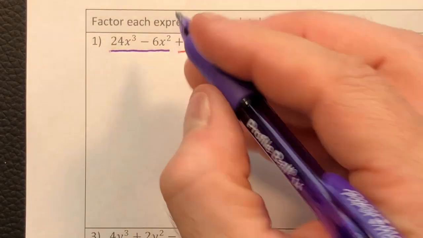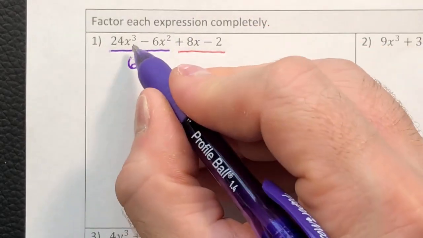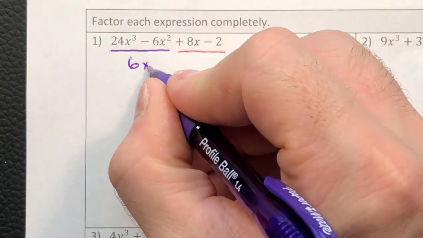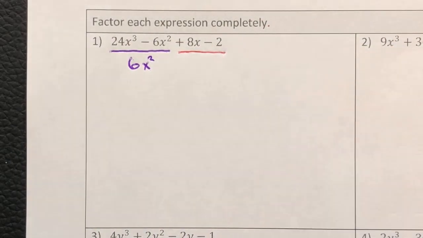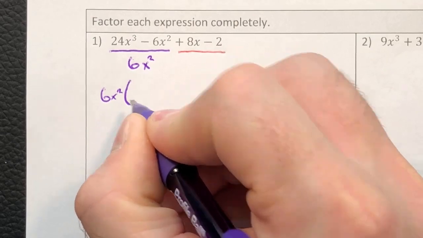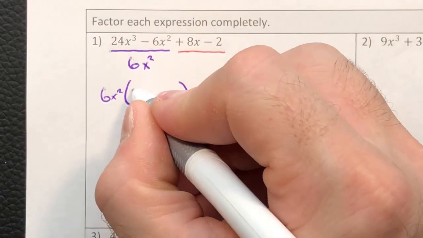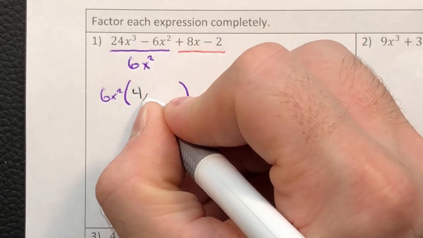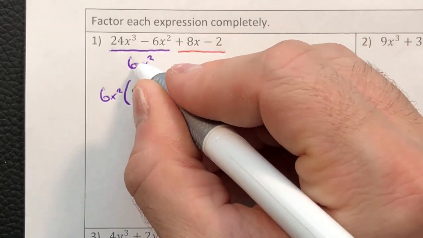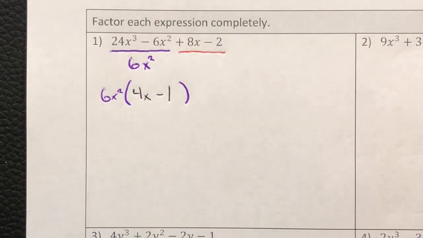So with my first one, it looks like both 24 and 6 are divisible by 6. x cubed and x squared are both divisible by x squared. So I'm going to pull that out and say 6x squared. What's left over? Well, 24 divided by 6 is 4, and I have a single x left over. 6 divided by 6 is 1 with no x's, so I'm just going to put minus 1.